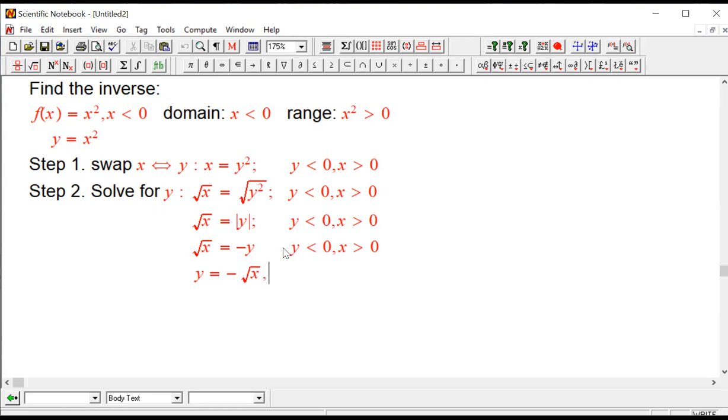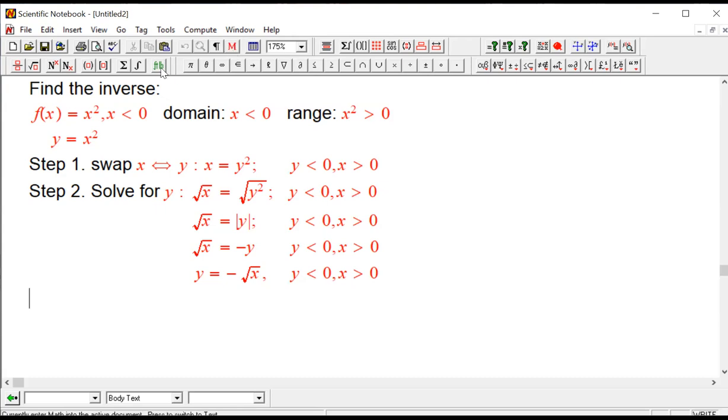Okay, with domain and range in the statement like that. Okay, right, so you can see the whole process, right?